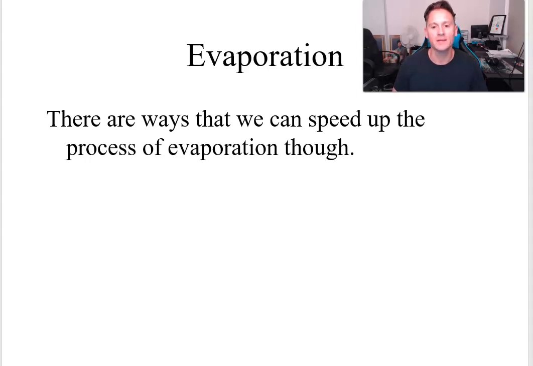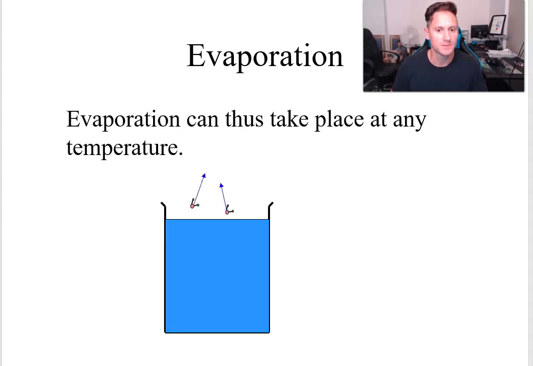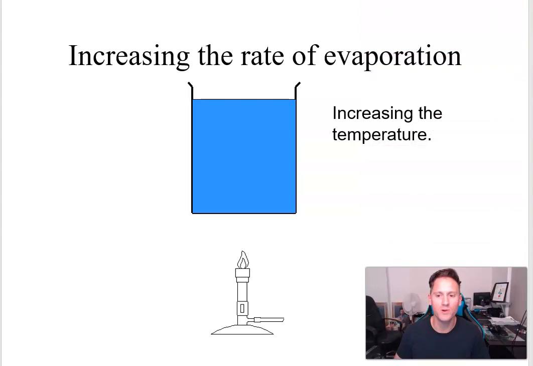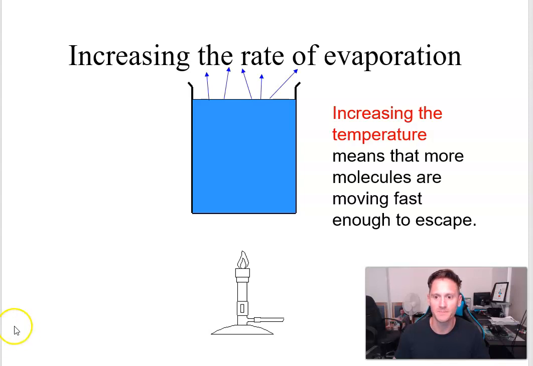So there are ways that we can speed up this process. Evaporation can take place at any temperature. It doesn't matter if it's boiling hot or relatively cool. To increase the rate of evaporation, we would increase the temperature. So if we put a Bunsen burner underneath a beaker and heat that body of water, the temperature will increase, you're going to get more evaporation. Eventually, all the water would evaporate if you leave it for long enough.